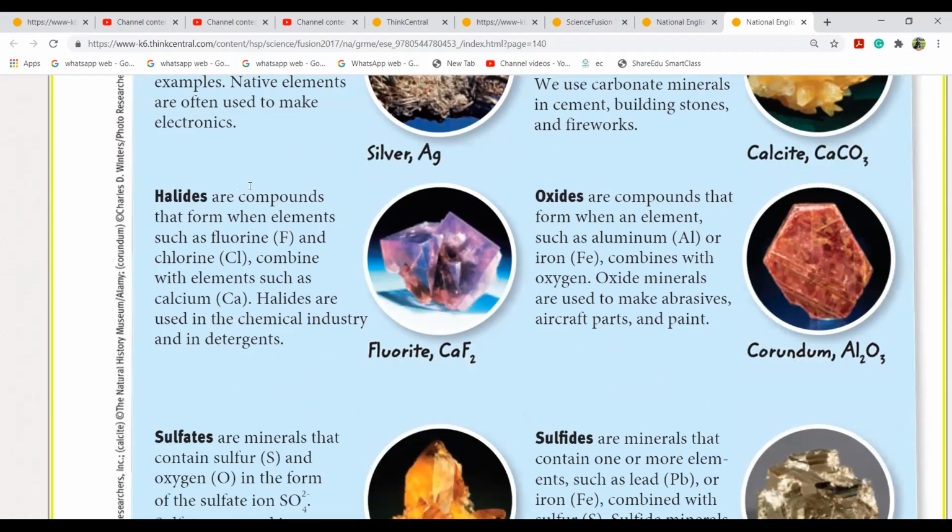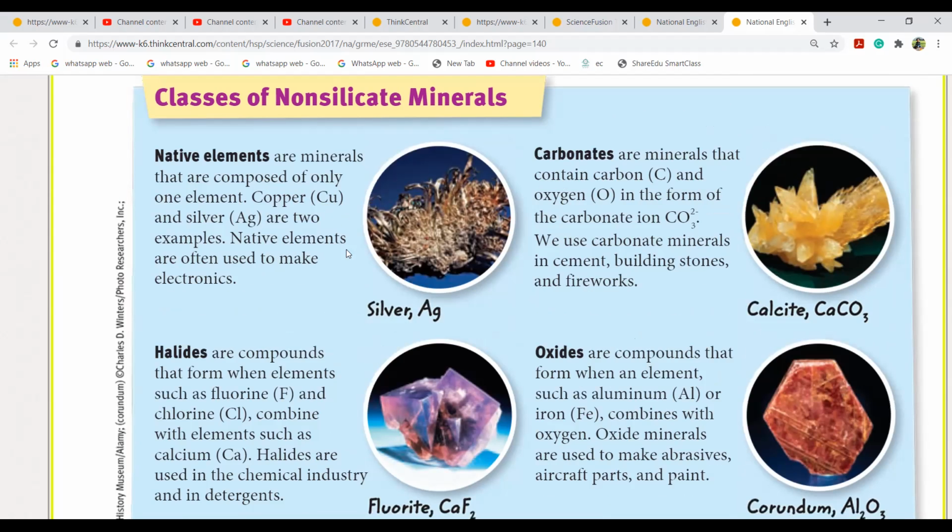Now, native elements are like copper, silver, and gold. Do you know that copper is used in making the electronic wire? Sometimes you peel off the plastic of the wire and you see inside there are red brown color strings. Did anyone see it anytime?